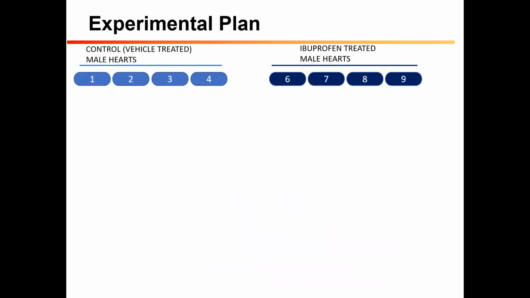So what we do is we have 4 control hearts or 4 control livers and 4 ibuprofen treated. And then we add something that's a pool complex. And we do this because we have multiple of these that we run. So we can combine the data. The samples 5 and 10 in yellow allow us to combine data from multiple sets.